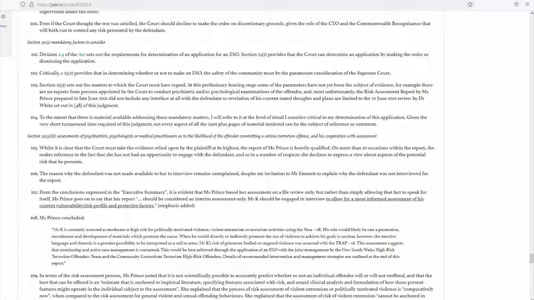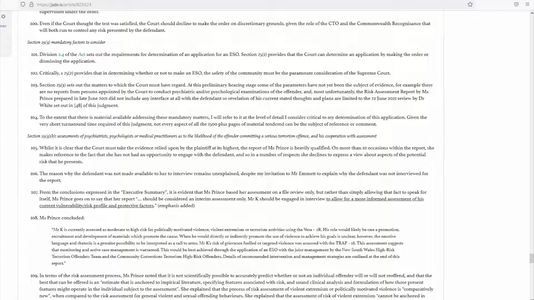108. Miss Prince concluded, "Mr. K is currently assessed as moderate to high risk for politically motivated violence, violent extremism, or terrorist activities using the VERA 2R. His role would likely be one of a promotion, recruitment, and development of materials which promote the cause. When he would directly or indirectly promote the use of violence to achieve his goals is unclear. However, the emotive language and rhetoric is a genuine possibility to be interpreted as a call to arms.